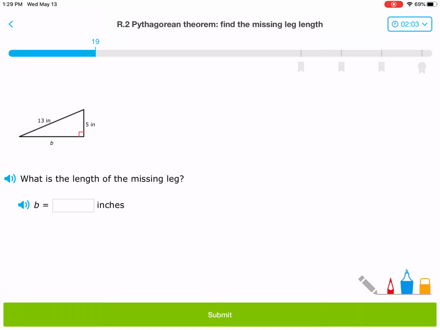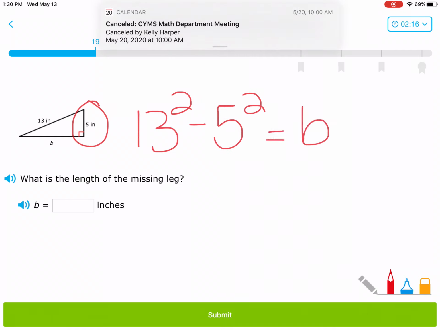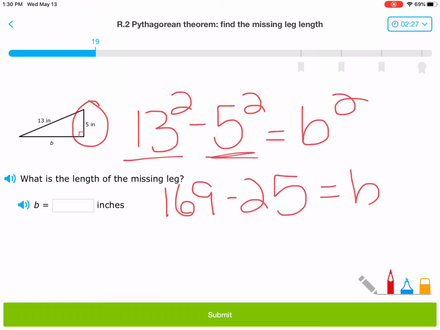All right, so remember we said we're going to take the hypotenuse. We're going to square it, but we're going to subtract the leg squared. And that will give me the other side squared. So 13 squared is 169. 25 is 5 squared. And that's going to equal b squared. So I believe 169 minus 25 is 144.